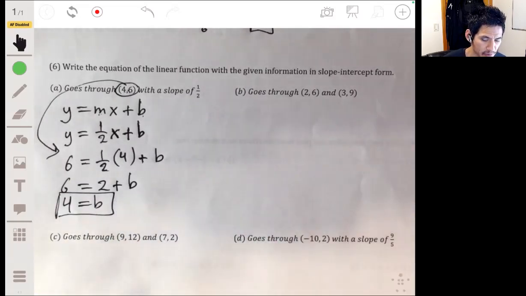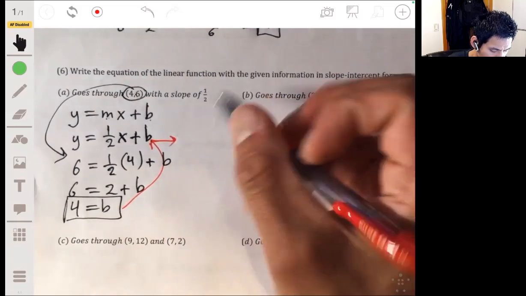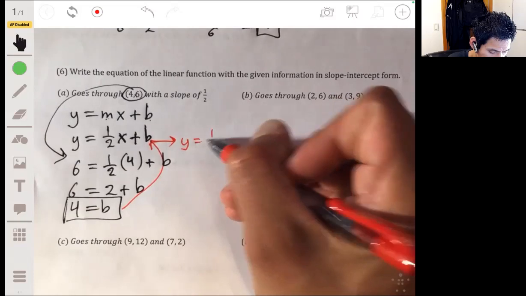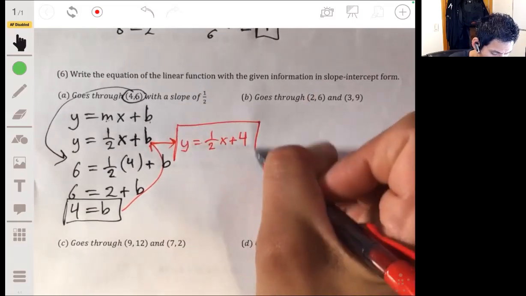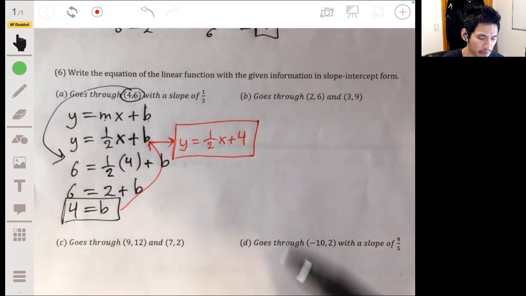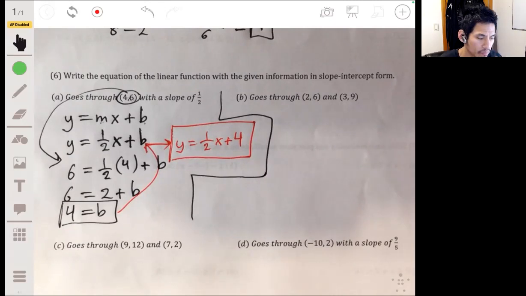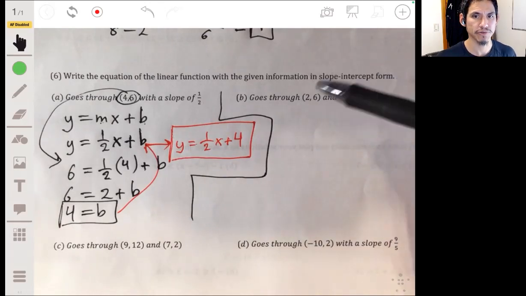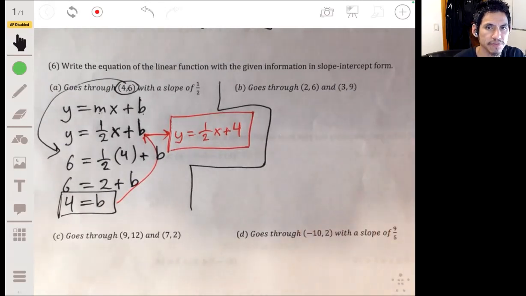Then from that, I can go ahead and rewrite my equation. From here, I can go just y is 1/2 x plus 4. And we're good there. So again, if you're reviewing, I advise you maybe pause the video and try the next problems on your own first to see if you got it down, and then unpause it when you're ready to go.